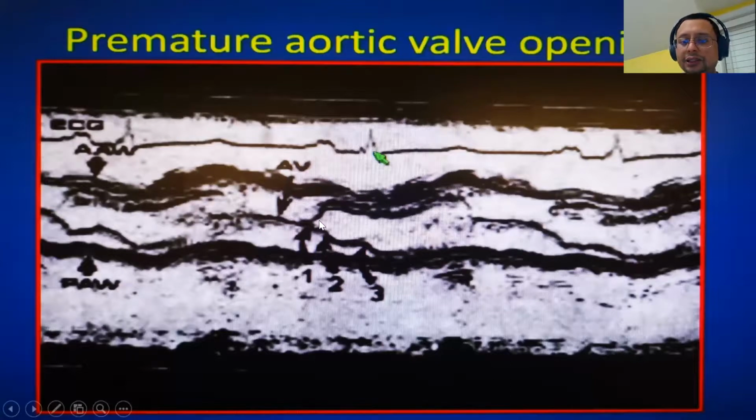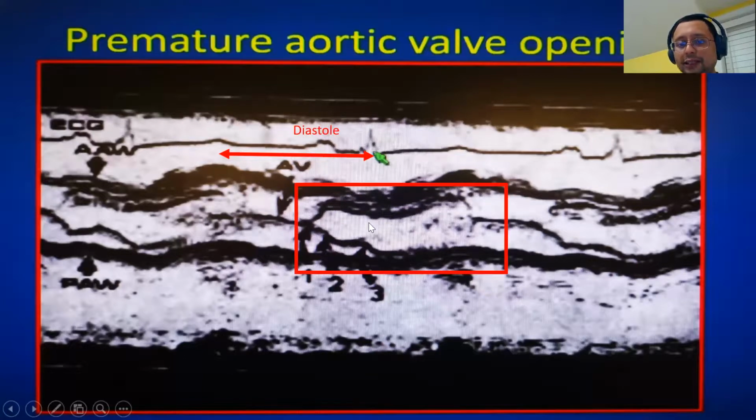This is an example of someone with premature aortic valve opening. You can see this patient has the aortic valve opening and closing, opening and closing. Let's say I draw the line. That is the line of diastole. You know that the aortic valve should start to open in systole.